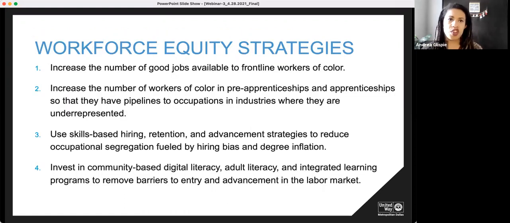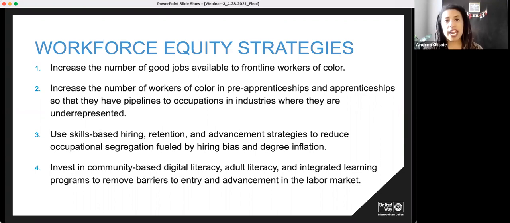I just wanted to first share our 8 equity strategies that ended up in our Advancing Workforce Equity report, and then I'll go into each of them a little bit more specifically. Our first strategy focused on increasing the number of good jobs available to workers of color, because the data found that we right now don't have enough good jobs to go around, and the good jobs that we have are disproportionately going to white workers. The second strategy is around increasing the number of workers of color in apprenticeships or pre-apprenticeship programs, so there are pipelines to industries where workers of color are underrepresented.